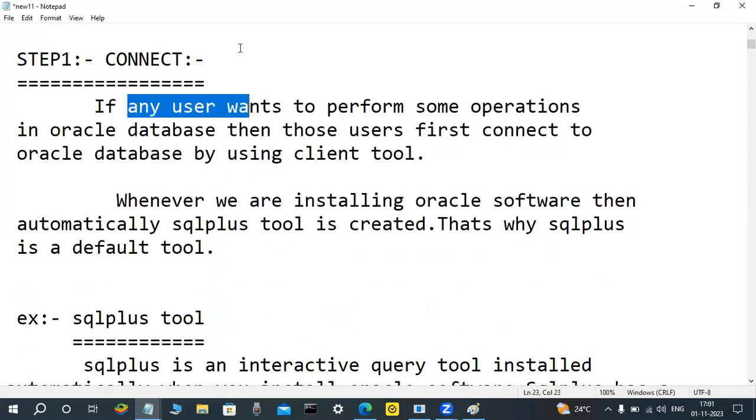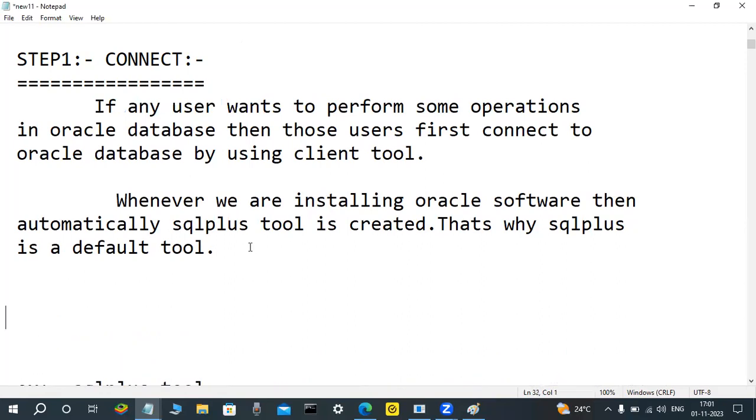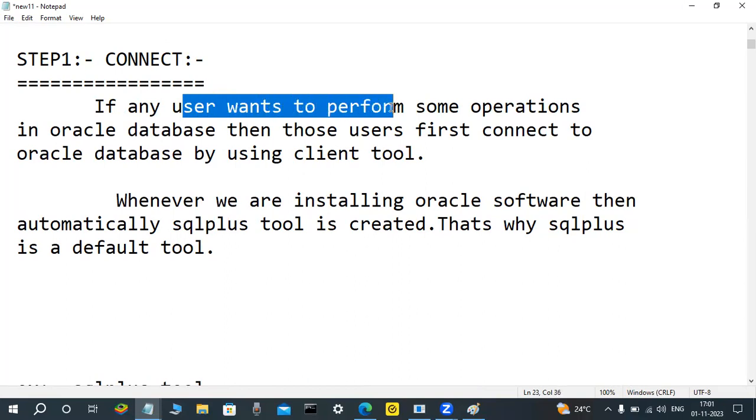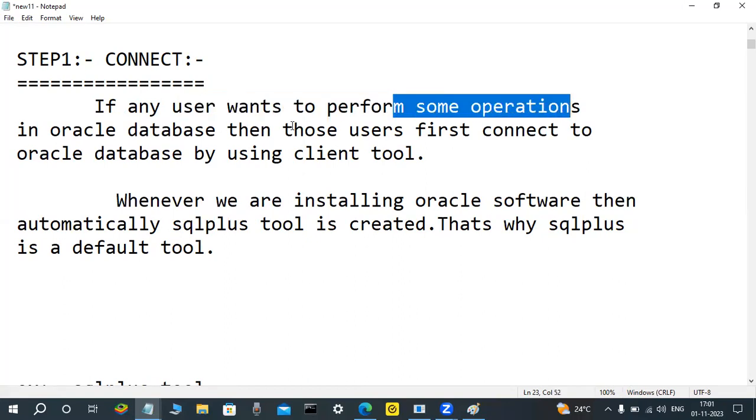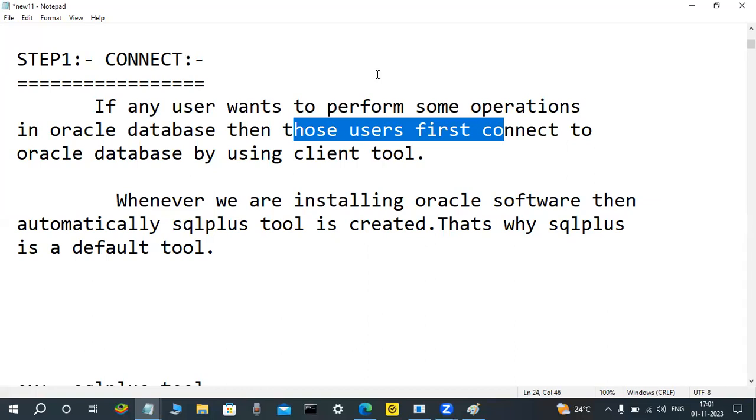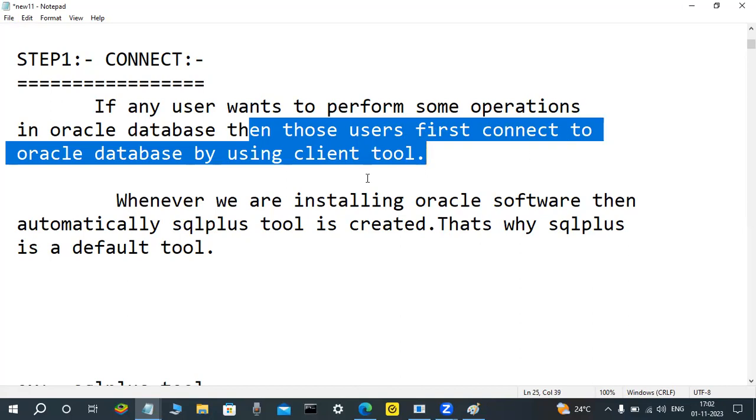If any user wants to perform some operations in Oracle database, then those users first connect to the Oracle database by using a client tool.